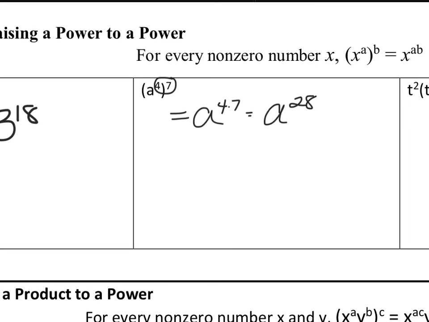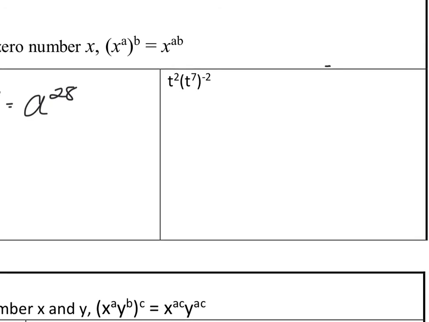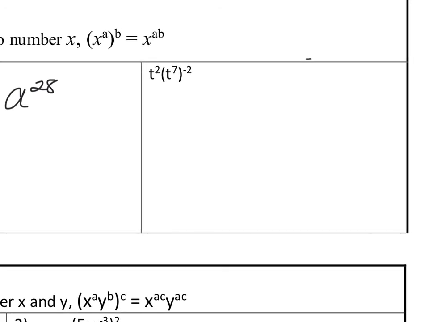So what happens if we have one like this last example here? Well, the t squared is outside the parentheses, so we're just going to rewrite the t squared. This is what's being raised to the power. So that would be t to the 7 times negative 2. This t squared is going to stay the same, and 7 times negative 2 is negative 14.